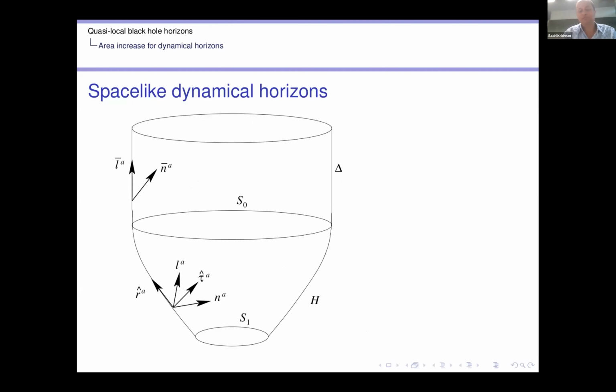The real thing is they're pointing to the future of the surface, but in this case that also happens to be pointing inwards in this sense. So if this were null, then L would be tangent here, right? So this L is tangent to the horizon, but here the light cone is pointing inwards in this direction. That's why the L is here, and the N is even further inwards.